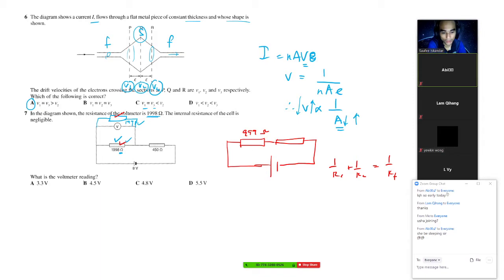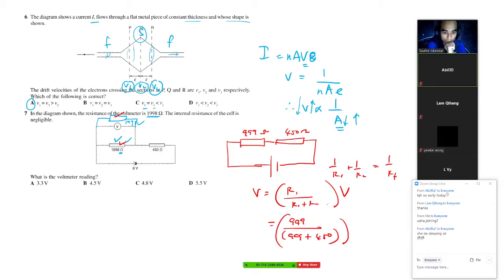So coming back, we combine with the resistance in the circuit, that is 450 ohm. So we have to use the potential divider formula. V equals R1 divided by R1 plus R2 times V. So we have 999 divided by 999 plus 450, times how many volts? It's 8 volts. So what will the answer be? Number 7, 5.5 volts. So the answer is D.